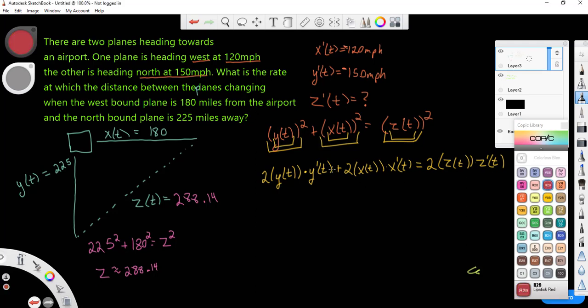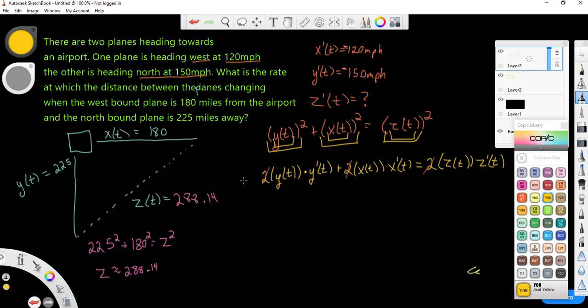Now, something kind of cool is that these all have 2's in front of them, so what I can do is cancel all of those 2's out. So now what I'm left with is y of t times y prime of t, x of t times x prime of t, and z of t times z prime of t.